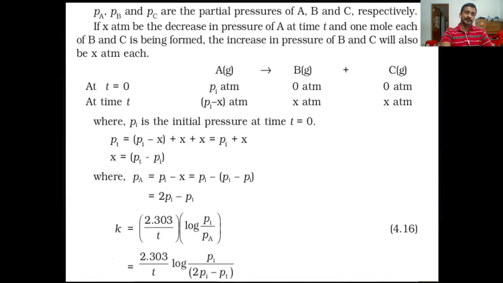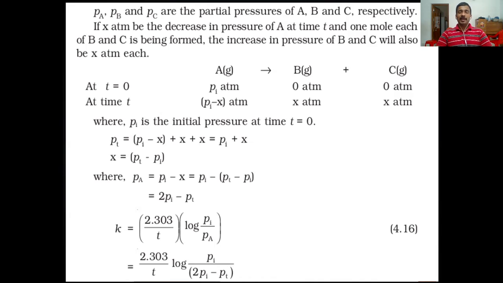Now see a special case: if instead of concentration, partial pressure is given, then how will you use this equation? A gaseous reaction is given, A gives B plus C. Reactant A changing to products B and C. The initial pressure, that means pressure at the beginning, is P initial atmosphere.